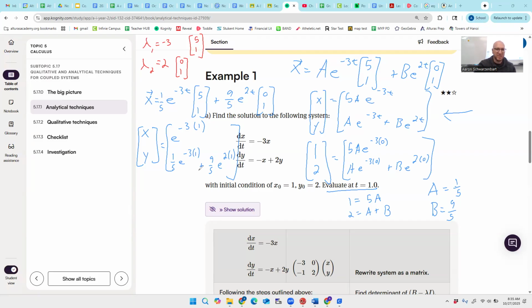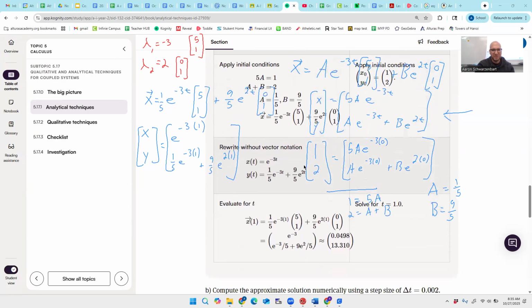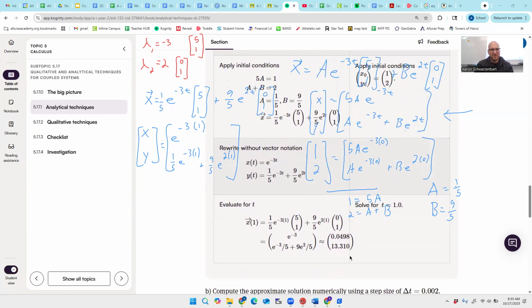And you're going to have to stick that into a calculator because I have no idea what e to the negative 3 is. But for the purposes of time here, we're just going to scroll down, and that's what it works out to be. This is my final answer in vector format.